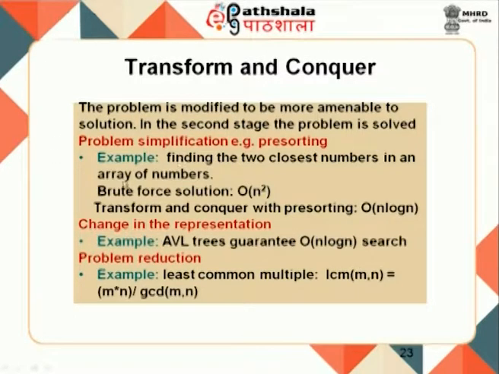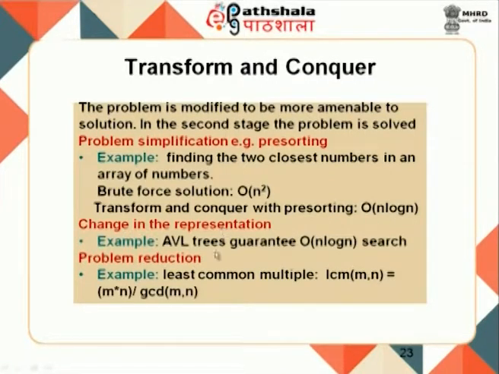For example, problem simplification is 1, change in the representation is 1, problem reduction is 1. There are 3 techniques. The problem simplification example is pre-sorting, finding the 2 closest numbers in an array of numbers. The brute force solution is of the order of n square. If you transform and conquer with pre-sorting, you sort first and then solve, and then you have the order of n log n.